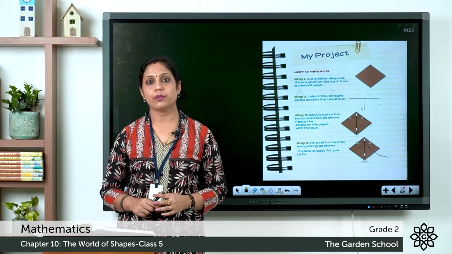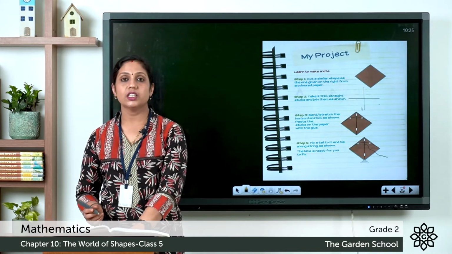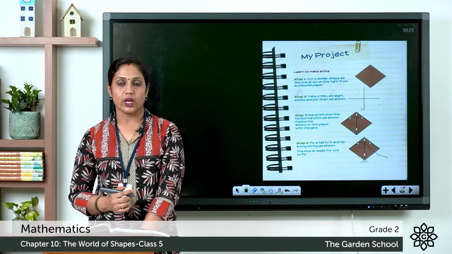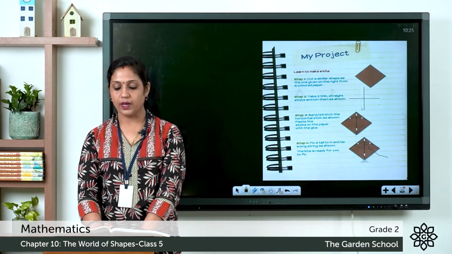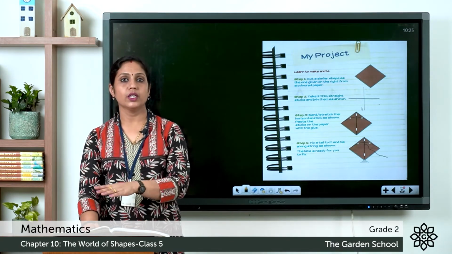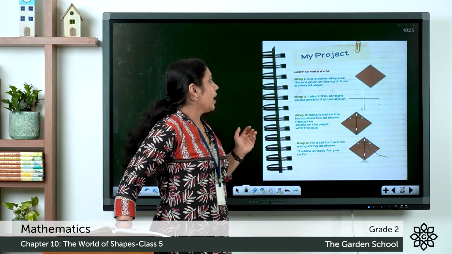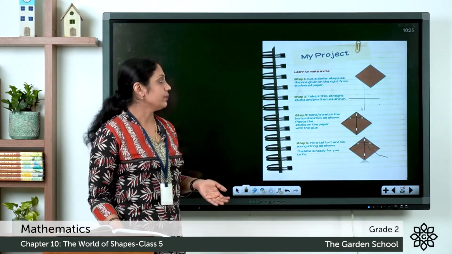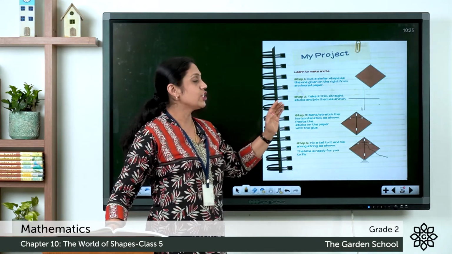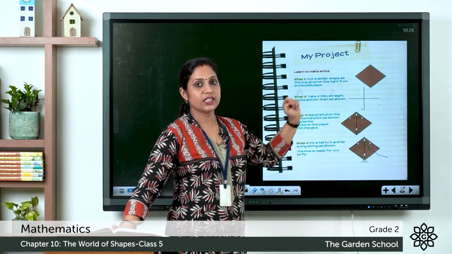Next we have my project, page number 149. So let's read out. Learn to make a kite. So this is a project, how to make a kite. Step 1. Cut a similar shape as the one given on the right from a colored paper. So you can see here a shape is given, similarly cut like this from a colored paper. Now step 2. Take 2 thin straight sticks and join them as shown. So take 2 sticks and join them as shown here in this picture.